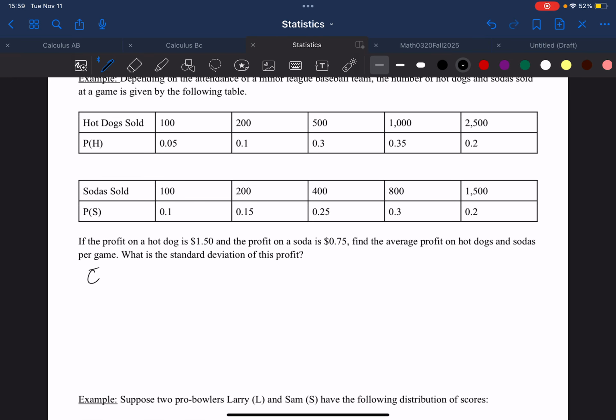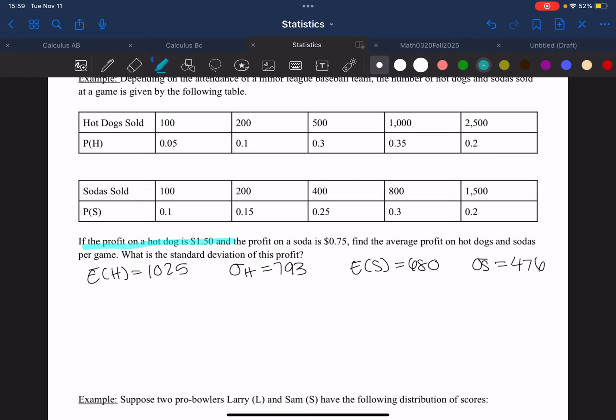Okay, and I'm just going to write out what you should have got. E of H is equal to 1025. Sigma of H is equal to 793. E of S is equal to 680. And sigma of S is equal to 476. Then it says if the profit on a hot dog is $1.50 and the profit on a soda is 75 cents, find the average profit and then the standard deviation of that profit. So we're going to find two things: the expected value of profit and the standard deviation of profit.